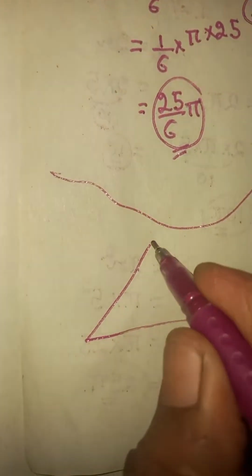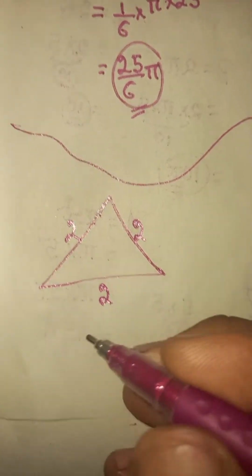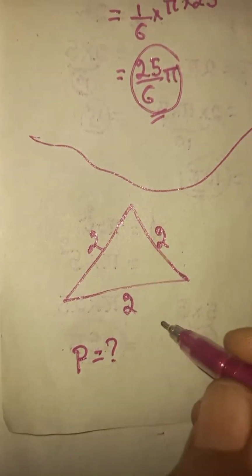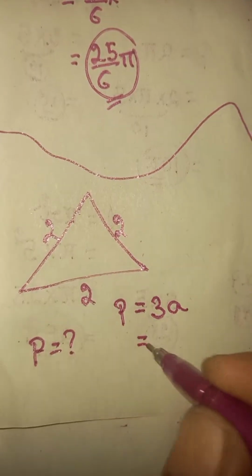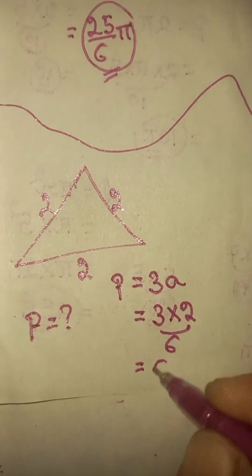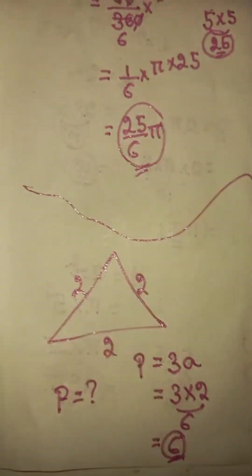Let's take another triangle. Here in this triangle they have given all sides as 2 units. When all sides are 2 units, you need to find the perimeter. Perimeter of this equilateral triangle is 3 times the side length, that is 3 times 2 units. 3 times 2 is 6. 6 units is the actual perimeter of this triangle.